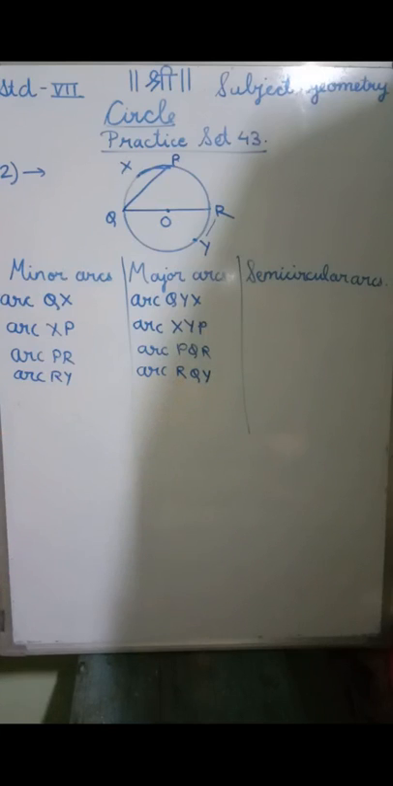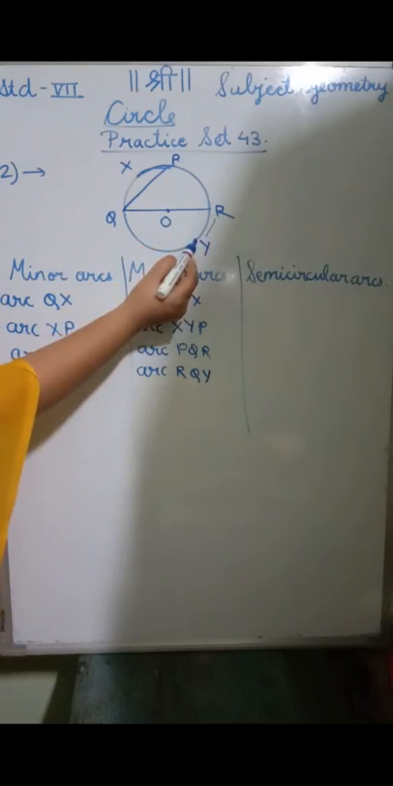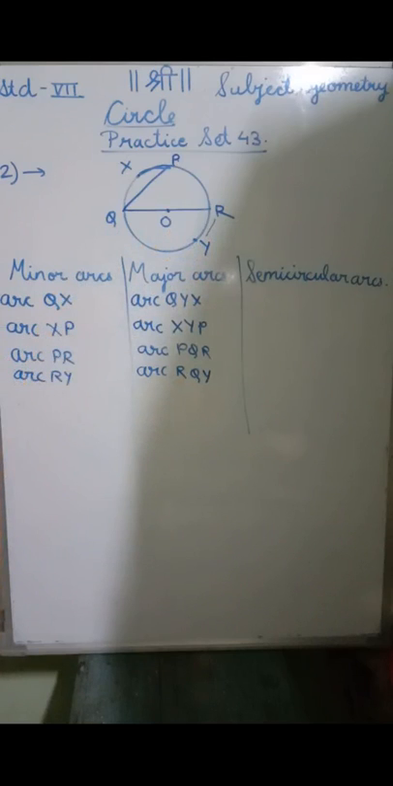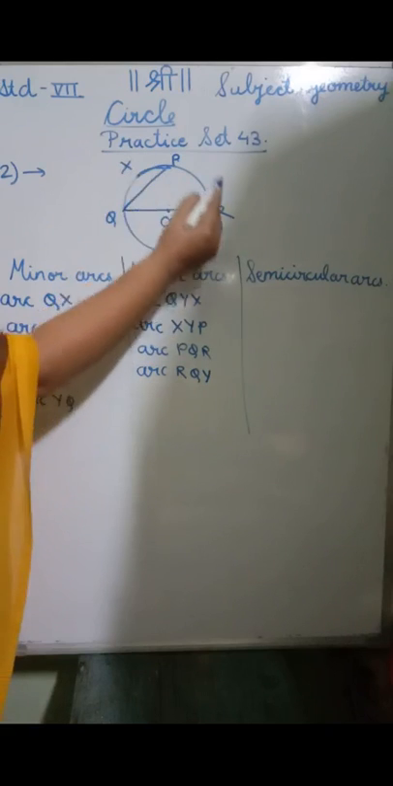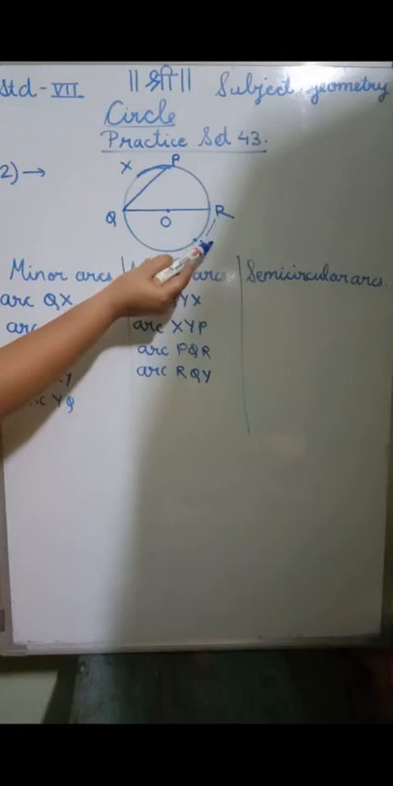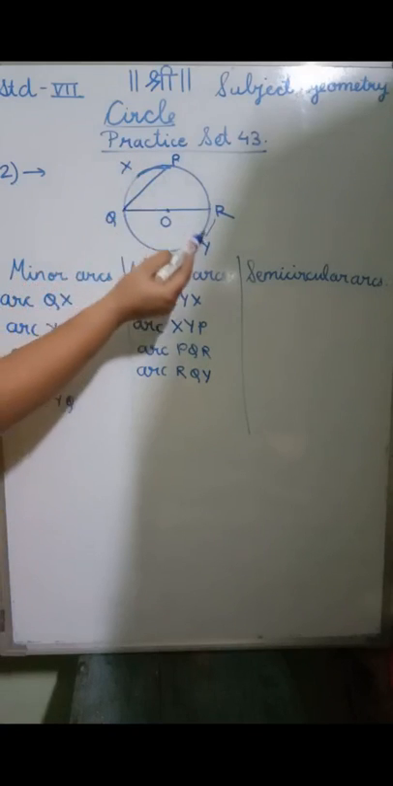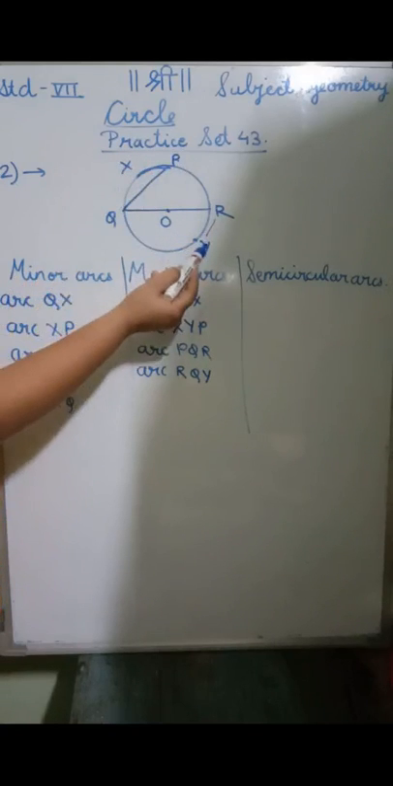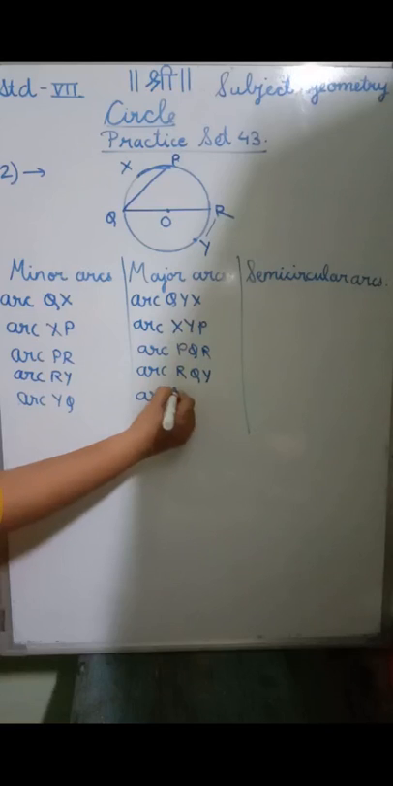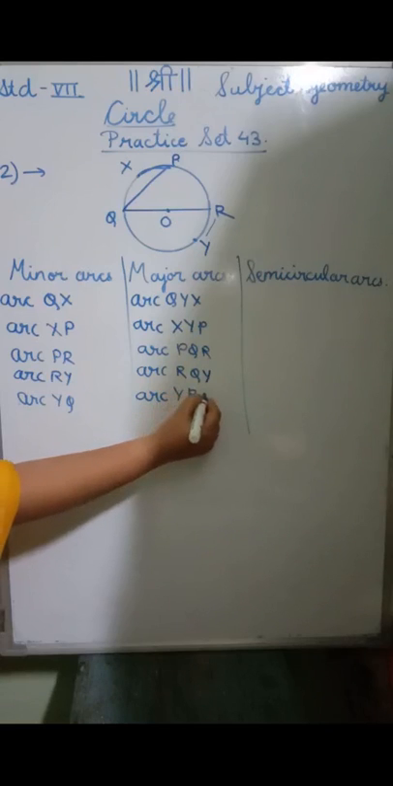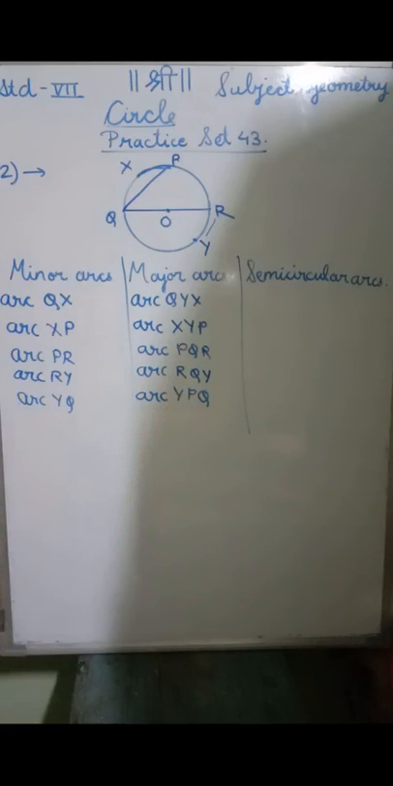Now next one, after this we are having the last part, that is this part, that is arc YQ. So now this is our minor arc, this will be a measure arc. You can name it YRQ, YPQ or YXQ. We will write it as arc YPQ. Now the smaller arcs are over.